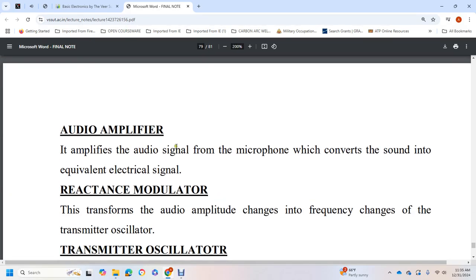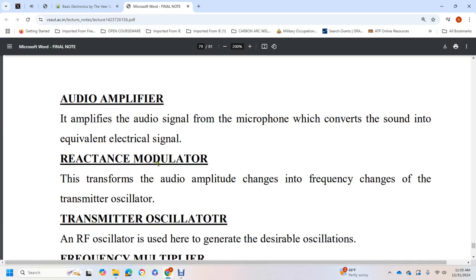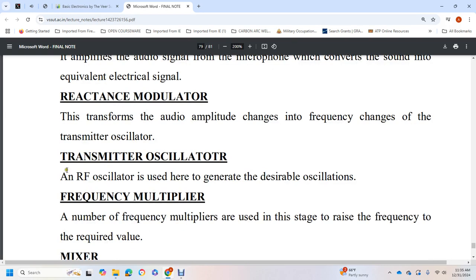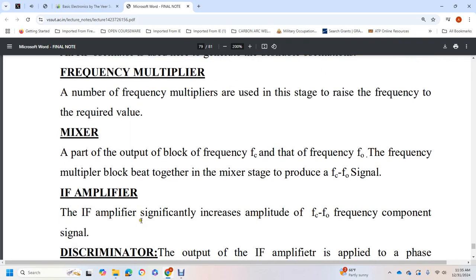The audio amplifier is applied to the audio signal from the microphone, which converts the sound into the equivalent electrical signal. The reactance modulator transforms the audio amplitude change into a frequency change of the transmitter oscillator. The radio frequency oscillator is used to generate the desired oscillation, and a number of frequency multipliers are used to raise the frequency to the required value. In the mixer, the frequency multiplier output and the crystal oscillator frequency beat together, producing a frequency equal to the difference between the two.